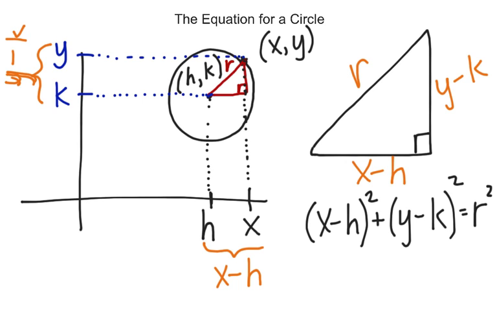So again, I want you to pay close attention to the subtraction in the formula. People often can't remember whether it should be addition or subtraction. The subtraction comes from finding that horizontal and vertical distance, the base of the triangle and the height of the triangle. So in summary, we have essentially two equations for a circle.